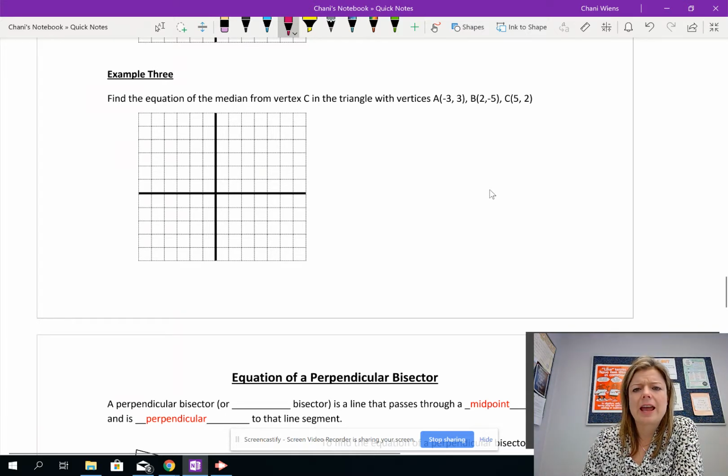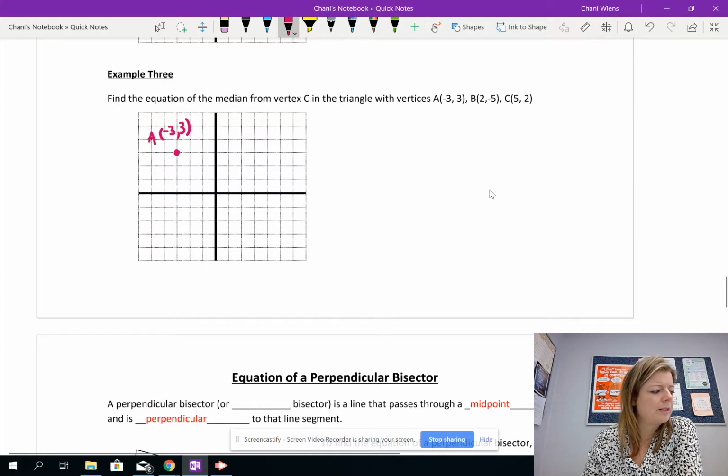Okay, so A is negative 3, 3. 1, 2, 3, 1, 2, 3. Okay, if you don't get your coordinates right, it will really mess things up. So label it with A and then actually mark the negative 3, 3. You'll see why that's so important in a bit. And then B is 2, negative 5. So it's way down here. So B is 2, negative 5. Okay, and C is 5, 2.